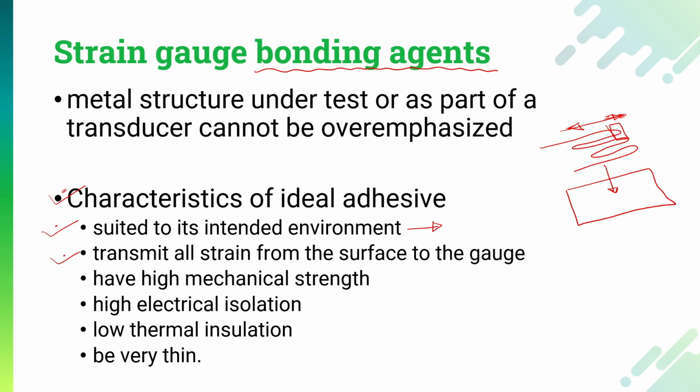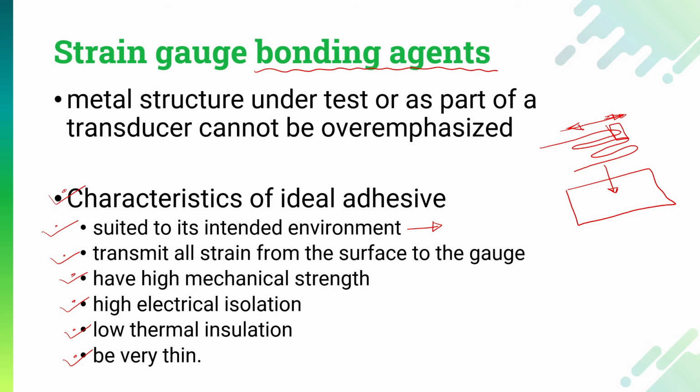The second is that it should transmit all strain from the surface to the gauge properly. The third one, it should have higher mechanical strength. The next one, it should have higher electrical isolation. The next one is lower thermal insulation. And the last one is that it should be very thin.